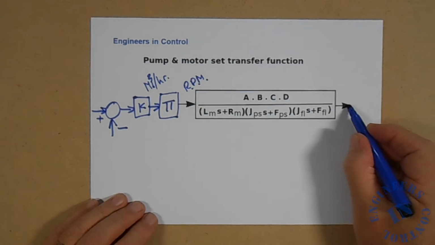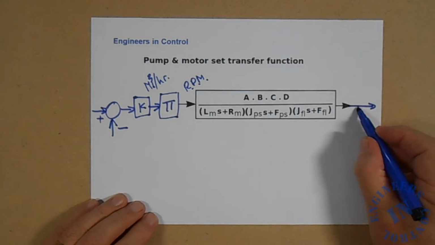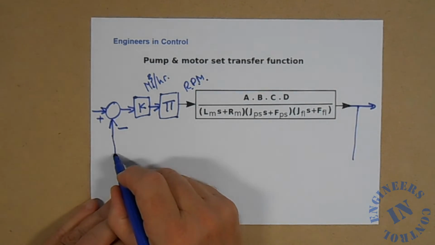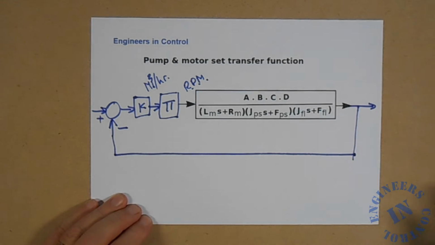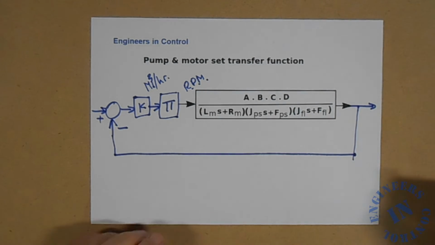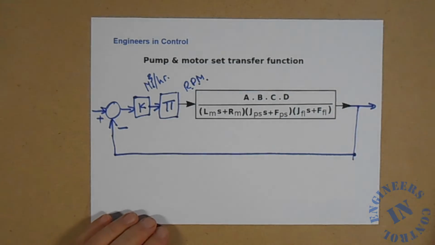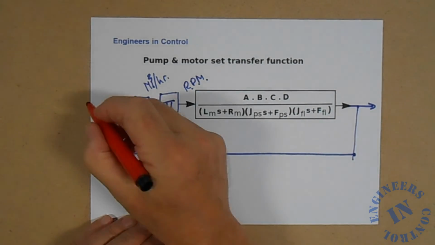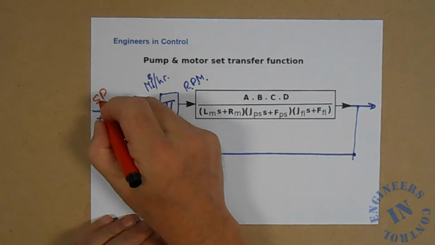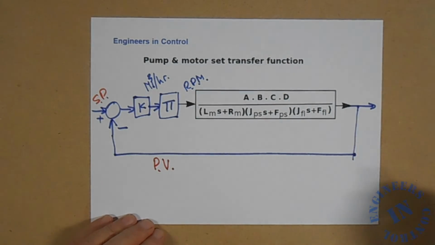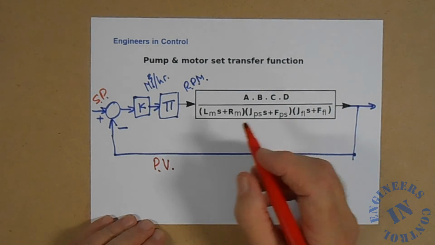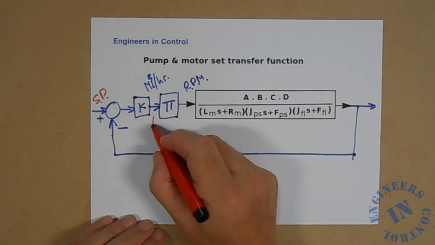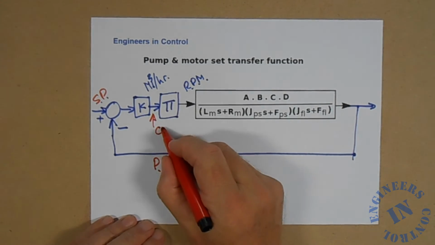And now we need the feedback loop. There it is. And I think we should label the variables that we have. So this is the process variable, PV. That is the set point, SP. And we have a control variable in here, CV.